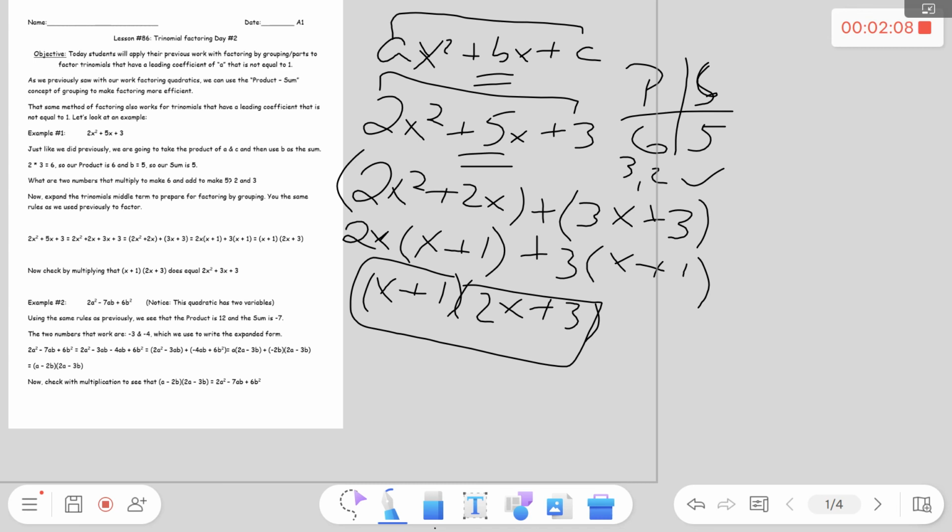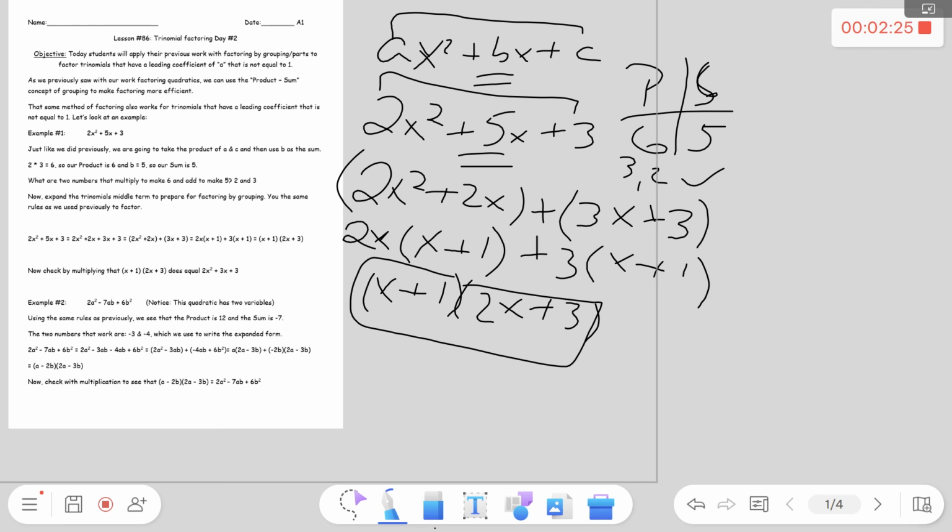Now, the difference is the coefficient of a was, in this case, 2 instead of being 1. So when we were done, we ended up with not just x plus a number and x plus a number, or x minus a number. In this case, you ended up with 2x plus 3 as one of your factors.